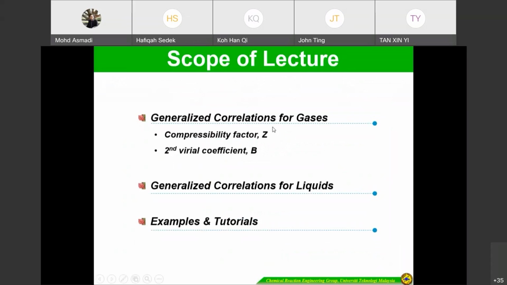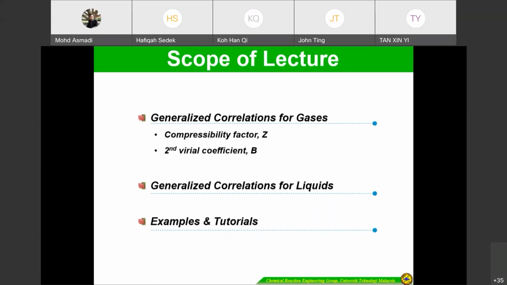Okay. So for today I will do the generalized correlation for gas and also the generalized correlation for liquid. So for gases, if you look here, we have to determine Z total. Because Z naught and Z prime you have to determine from the tables. Once you determine Z naught and Z prime, you can get Z total. So Z equal to Z naught plus omega Z prime. I will explain the compressibility factor first, and then we move to the virial equation.